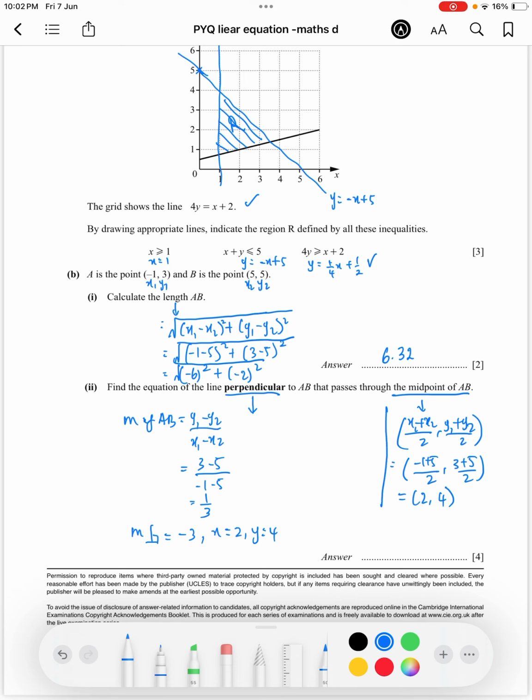So let me put my equation here. The equation would be y equals mx plus c, y is 4, m is minus 3, x is 2, plus c. So 4 equals minus 6 plus c. That means c equals 10. That means the equation would be y equals minus 3x plus 10. There you go. Hopefully you make some corrections, and if your answer is correct for everything, well done.